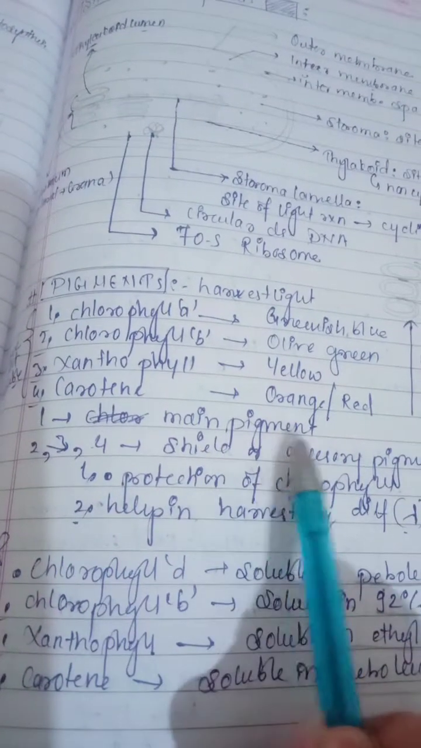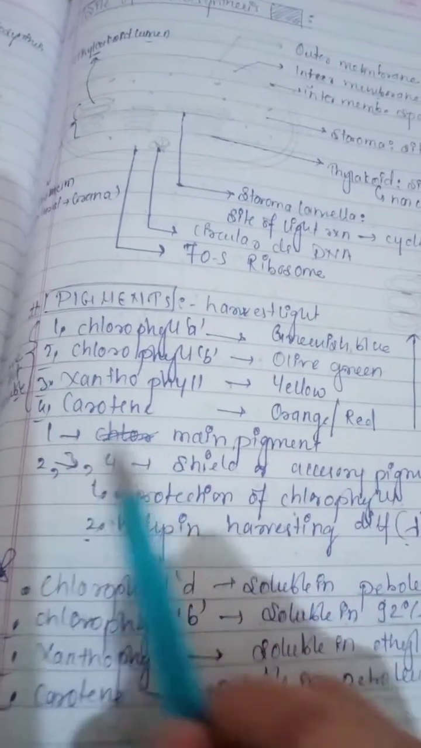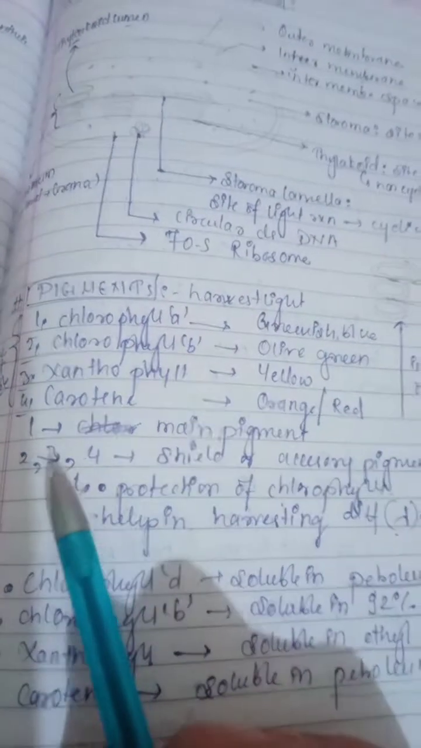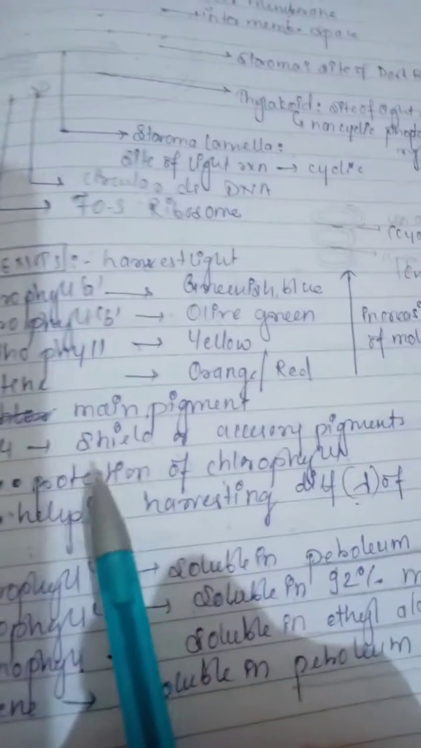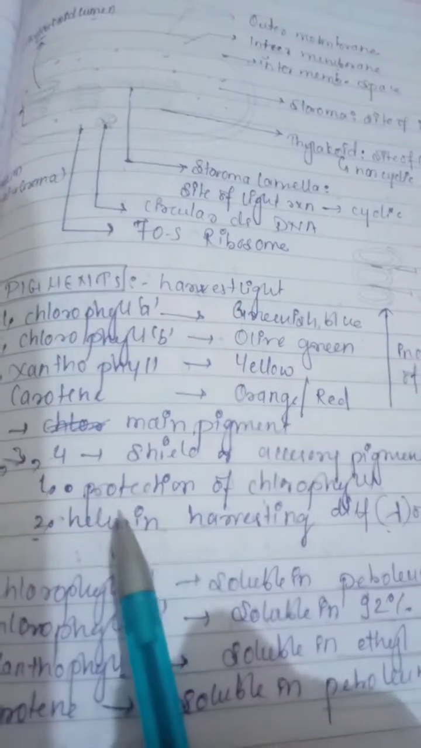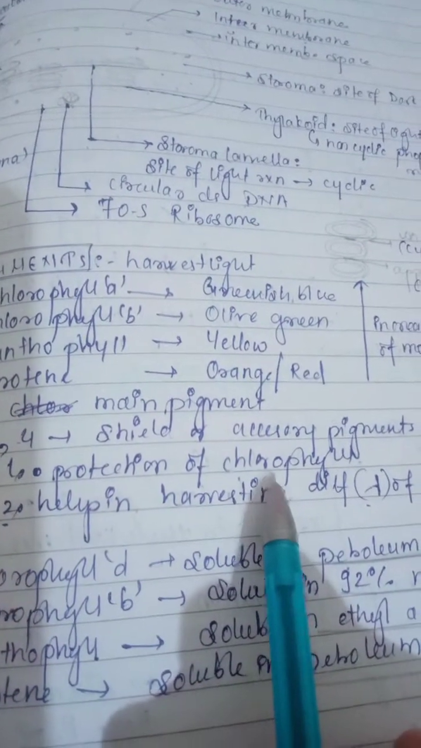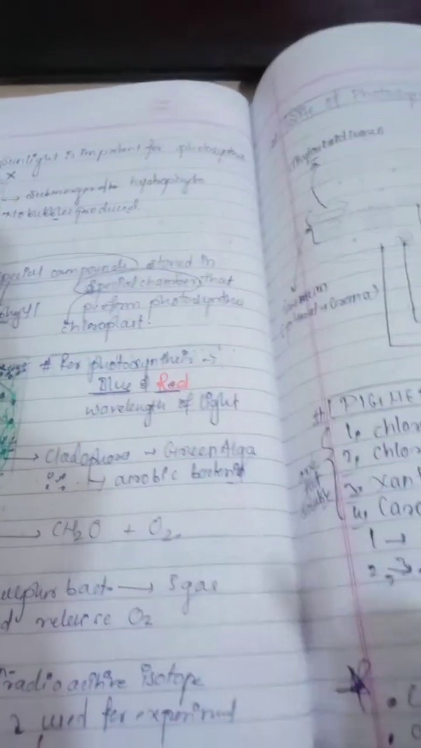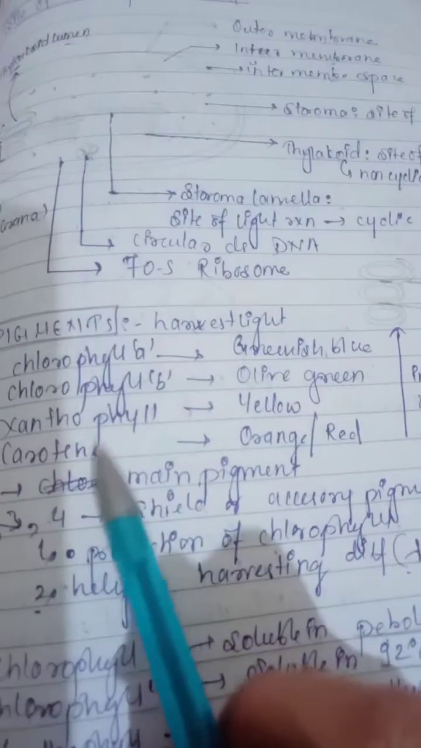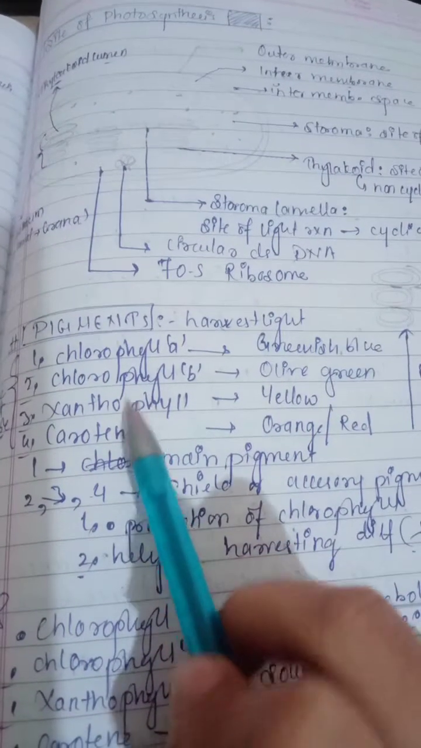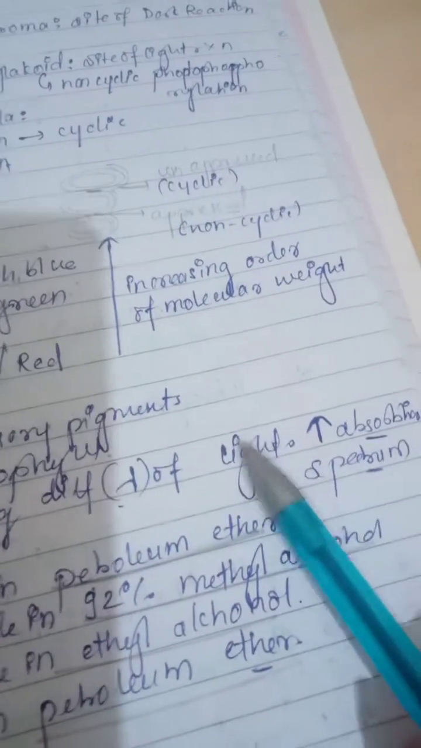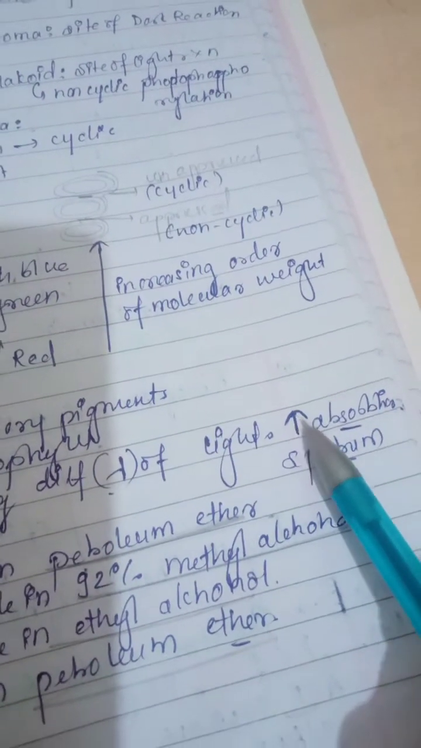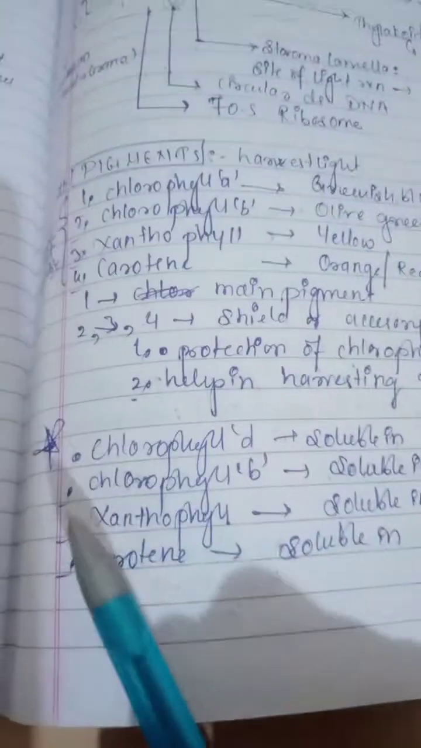Now the first one, chlorophyll A, is the main pigment. Now 2, 3, 4 are shield or accessory pigments, which protect chlorophyll and help in harvesting different wavelengths of light. That is because blue and red are used in the process of photosynthesis, so the other pigments help in harvesting other wavelengths of light. Light also increases in the absorption spectrum.